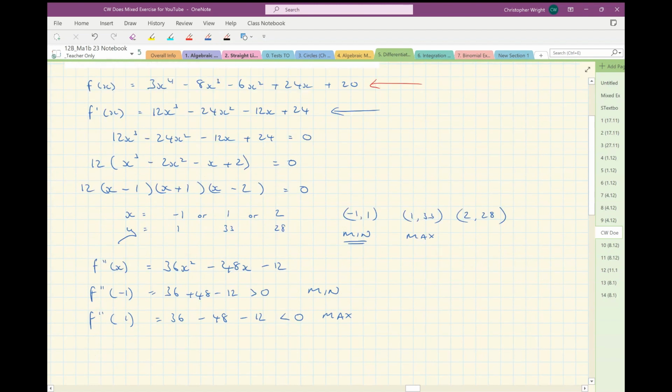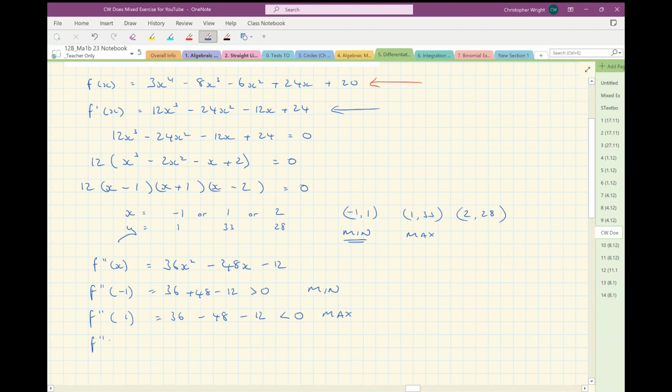And lastly, what about the value of the second differential when x is 2? Well, when x is 2, I'm going to get 36 times 4 minus 48 times 2, which is 96 minus 12. And that is positive. So therefore, when x is 2, I've got a minimum.